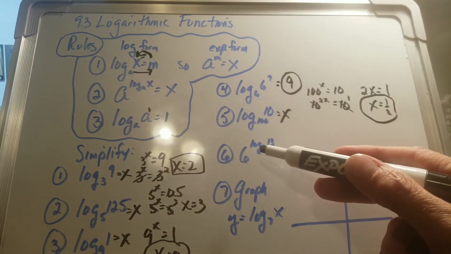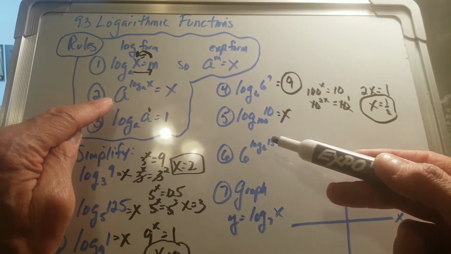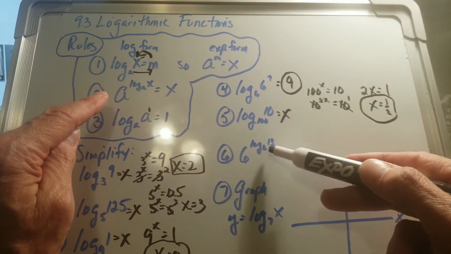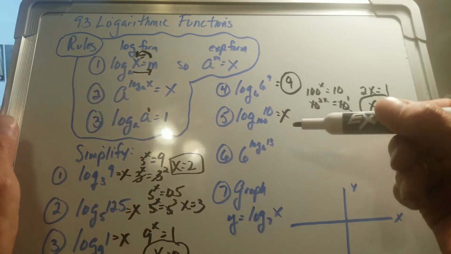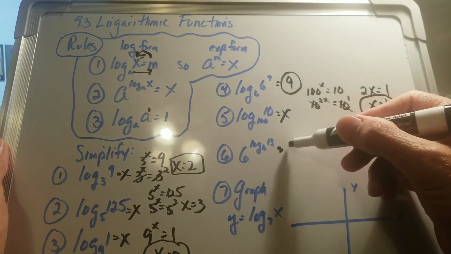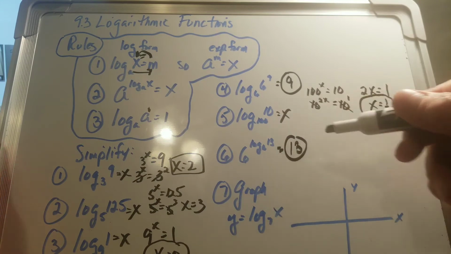Take a look at number 6. Number 6 and number 2 are the same. We have log base 6. See, the 6's are the same, and you got 13, which is the same as the x. Therefore, that's equal to 13.